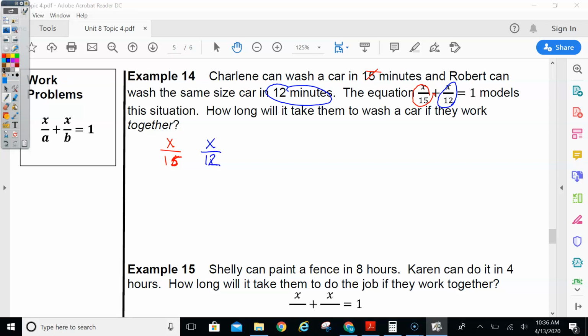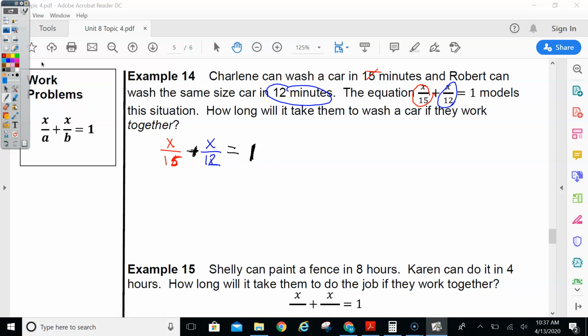And it says how long does it take them together? So together means we're going to add these 2 things. We're going to add them. And we want to know how long it takes them to wash the one car, to do the one job. So that's why it's always equal to 1. Okay, so what we're going to do between these 2 numbers is try to find a common denominator.